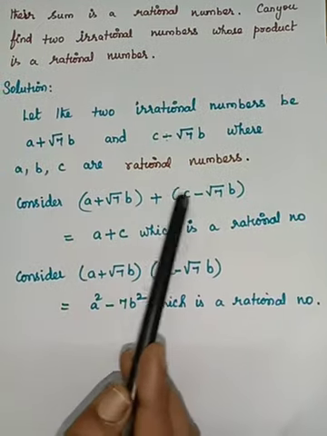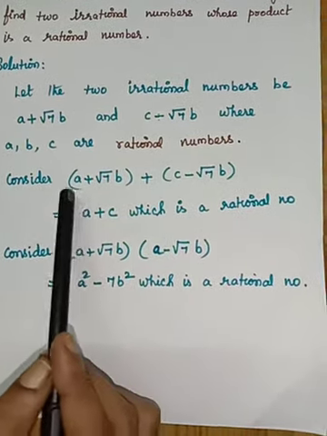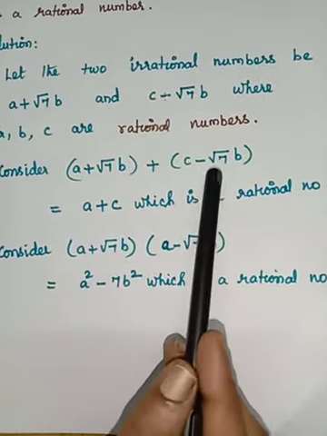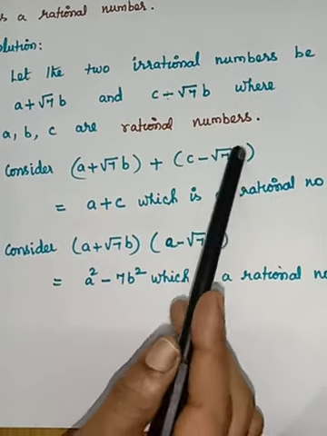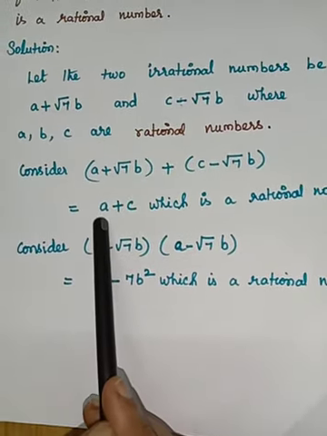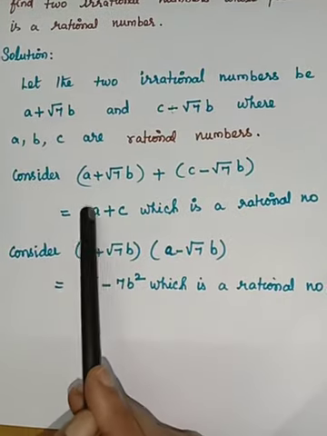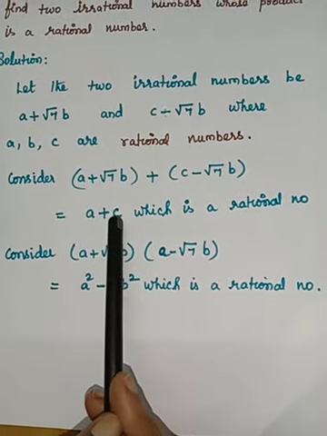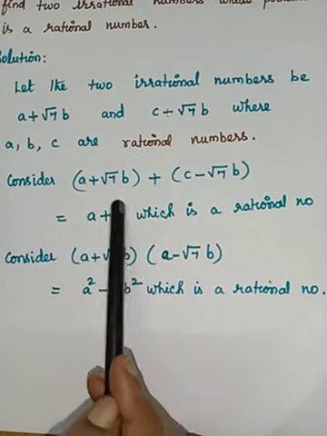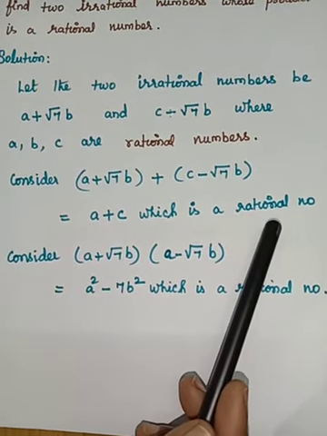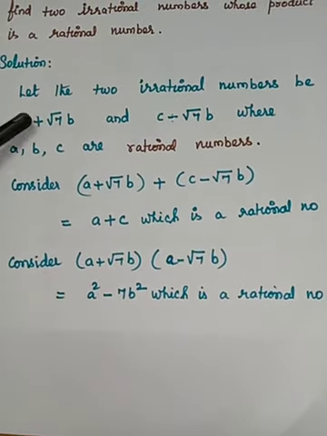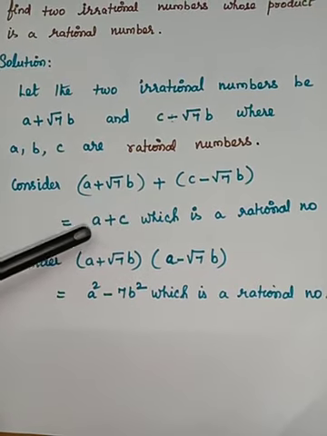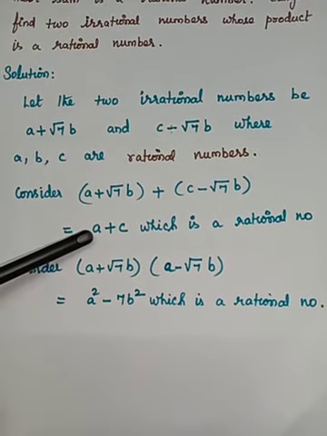So, I am going to add these two. When I add, root 7b and minus root 7b get cancelled. So, you will have the answer a plus c. a is a rational number, c is a rational number. The sum of two rational numbers is a rational number. So, if you consider two irrational numbers, the sum we have found is a rational number.